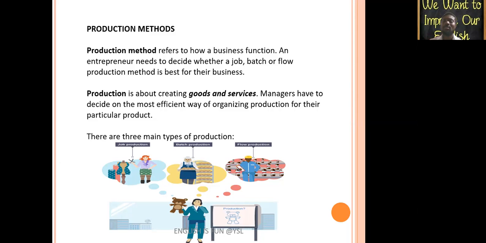So production, we understand, refers to the provision of goods and services, right? Making or creating goods and services. We will agree to that. And the pictures as we see on the screen are showing us the different stages of production methods. All right, so we have the job production, we have the batch production, and of course we have the flow production. Let's quickly go through.